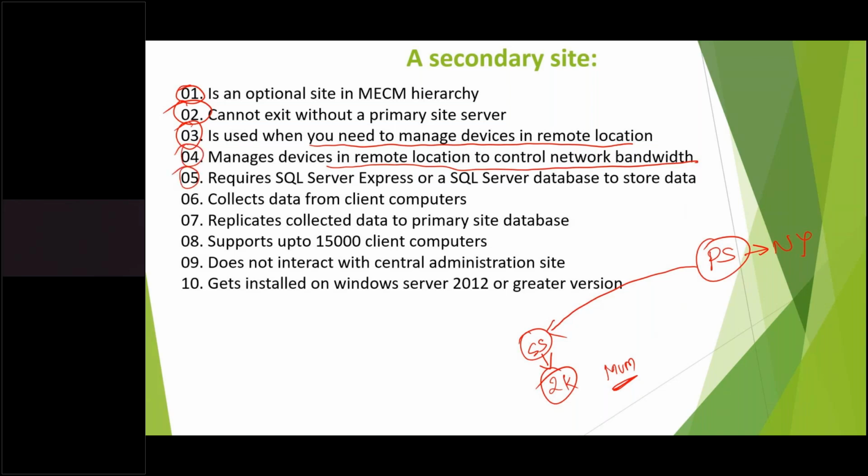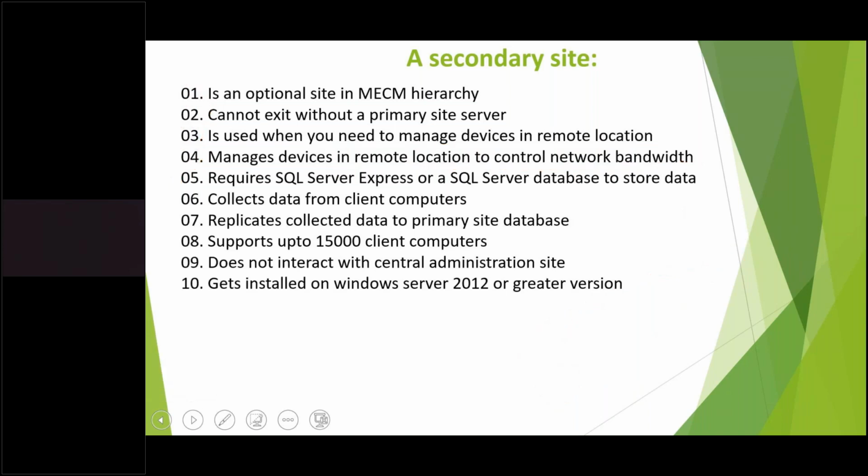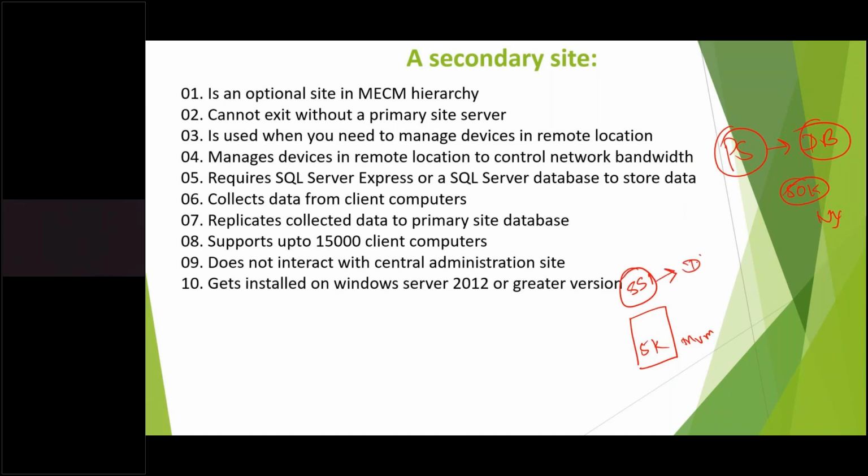Now the secondary needs SQL Express. For example, you have a primary here, and the primary also has a database, and it is managing 50,000 devices in New York. Now I have one location called Mumbai with 5,000 devices, and I have a secondary site, secondary one. The secondary will also have a database, and it will be managing these 5,000 devices. The secondary will take the policies and contents from the primary, collect the data of these 5,000 devices, and store it in its database.